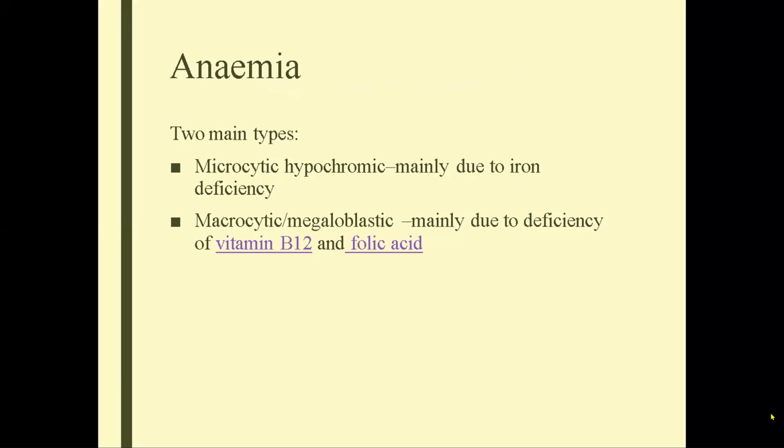So morphologically, we can mainly classify it into microcytic hypochromic, macrocytic or megaloblastic, or also normocytic normochromic anemia, which is usually in case of blood loss, hemorrhage. So microcytic hypochromic occurs due to iron deficiency, and megaloblastic occurs because of two main vitamins, or these are called maturation factors: vitamin B12 or folic acid deficiency, right?